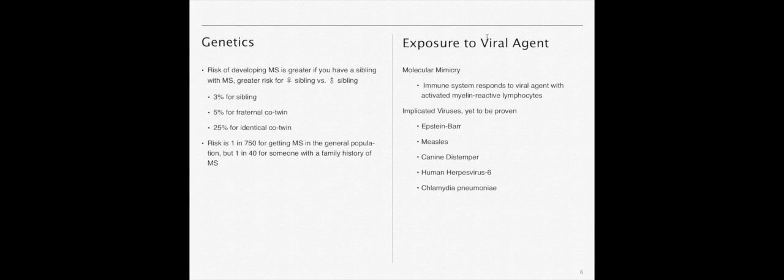So Epstein-Barr has a very strong correlation with MS, but there is no definitive concern here. It's just that a majority of people that have MS actually do present with traces of Epstein-Barr within their system. There's also a relevance to measles, canine distemper, human herpes virus, and chlamydia. However, none of this has been scientifically proven. These are all causations, if you will.